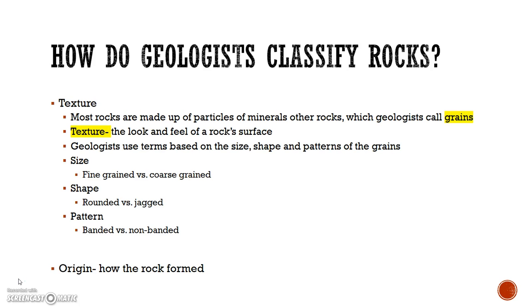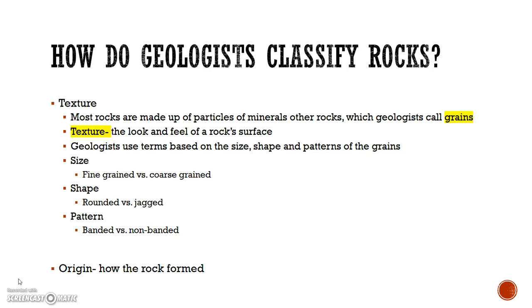So the first way they use is their texture. And most rocks are made up of particles or minerals that geologists call grains. The texture is basically the look and feel of a rock surface. Does it feel smooth? Does it feel rough? And they use the terms based on size and shape and patterns. So size can be fine-grained versus coarse-grained. Shape can be rounded versus jagged. And they can be banded versus non-banded. And in a second, we're going to look at what those look like.